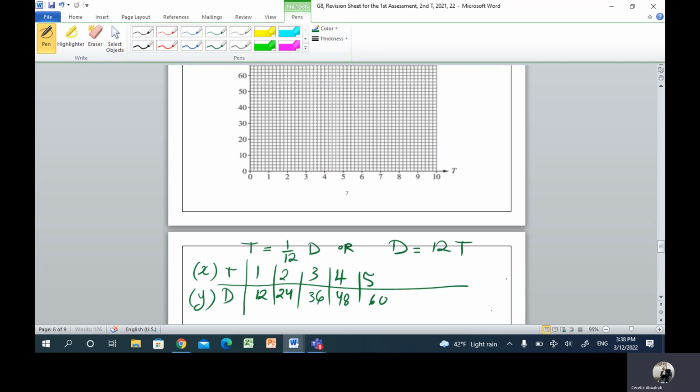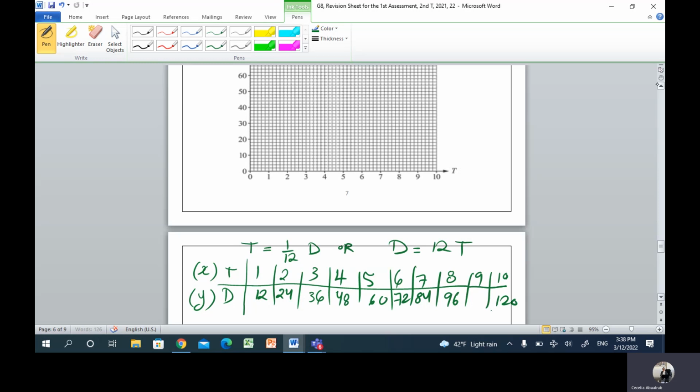The answer is 60. What if you choose T as 6? So it will be 12 times 6, and the answer will be 72. What if it's 7? It will be 7 times 12, and the answer is 84. What if it's 8? 12 times 8, the answer will be 96. What if it's 9, and what if it's 10? If it's 10, it will be 120, right?